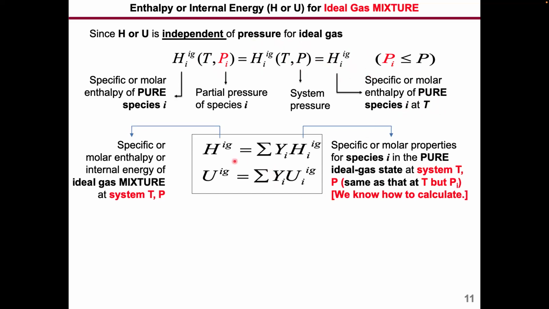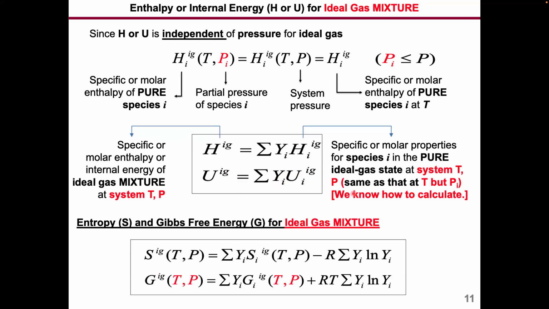So now if you do this, you will quickly realize H^IG, the mixture enthalpy, is just equal to summation y_i H_i^IG at system temperature, system pressure, okay? And then the U^IG mixture property is going to be equal to molar fraction times U_i^IG at, again, system pressure, system temperature, okay? Now, things are different for entropy and Gibbs free energy, right? For entropy and Gibbs free energy, they actually have some pressure dependence.